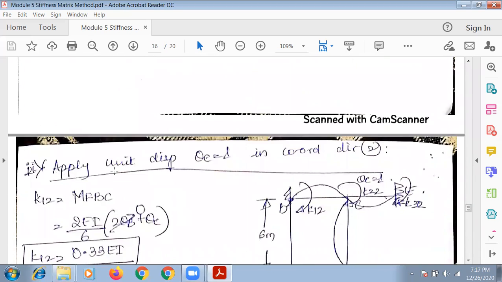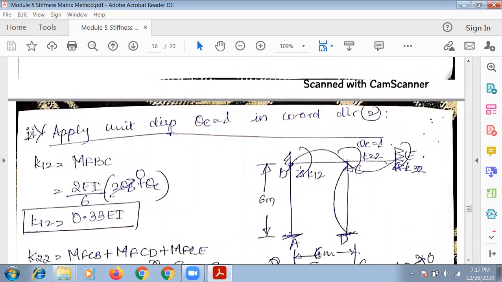Next, similarly, apply unit displacement theta C equal to 1 in coordinate direction 2. So release joint C, fix all the other joints A, B, D, and E. Then apply theta C equal to 1 and check what all rotates. Because C is connecting B, CB, CE, and CD, all the three members will deflect. So theta C is equal to 1.